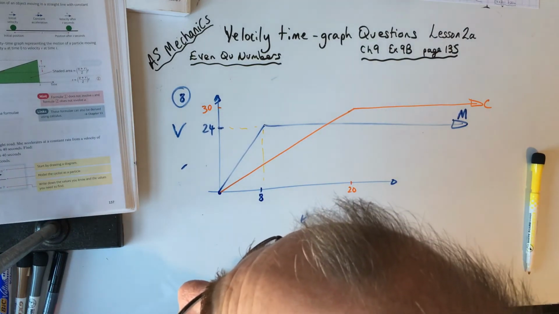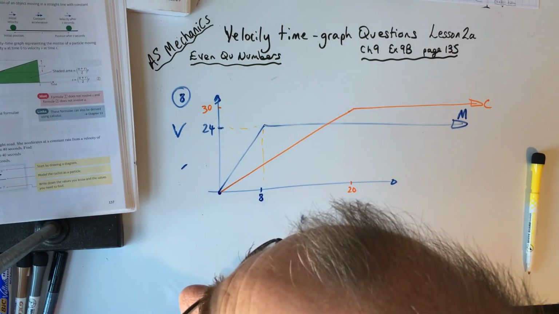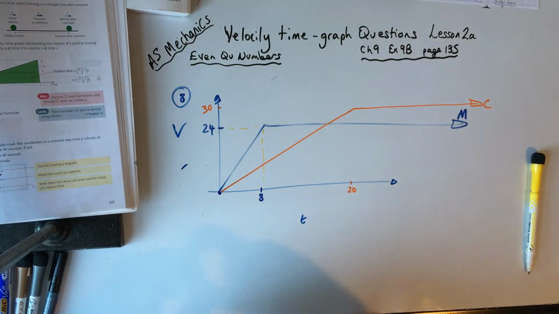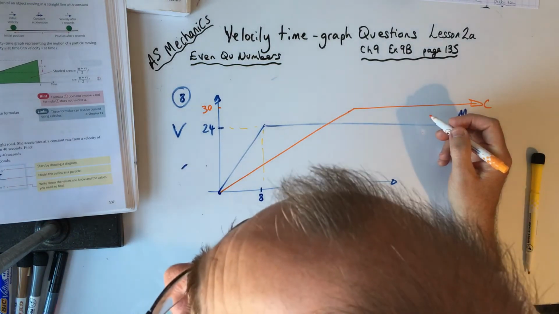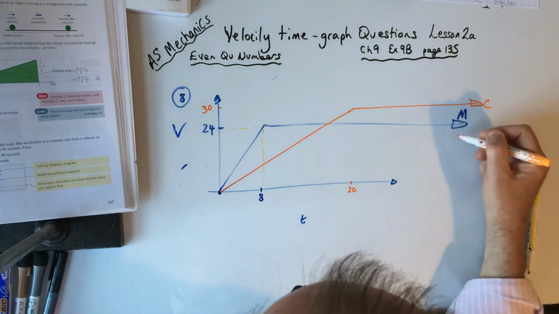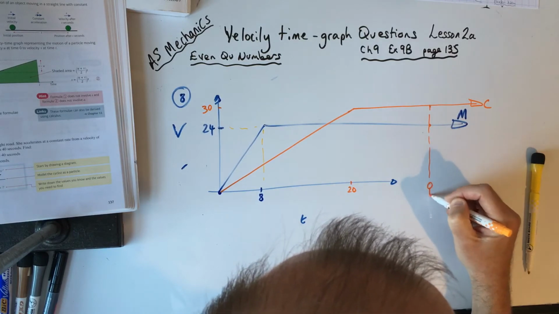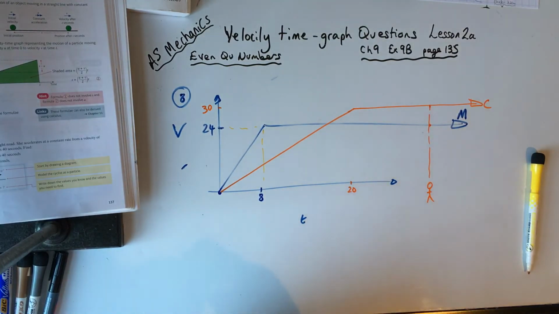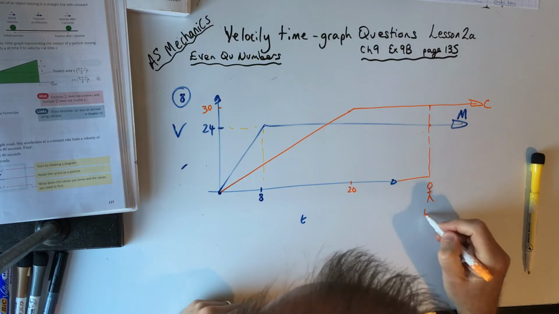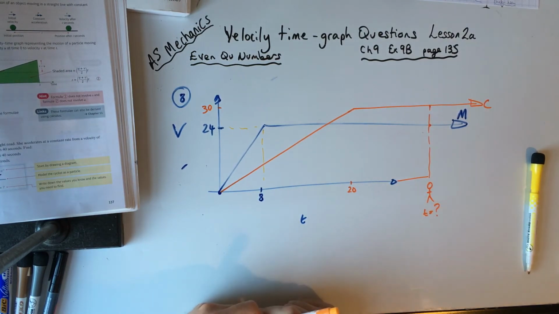It then goes on to say that C and M both pass a pedestrian. So they both pass a pedestrian at some point, at the same point. So let's say this is the pedestrian point. At this point in time, we don't know. They both pass a pedestrian here. Okay, so how do we do this one?